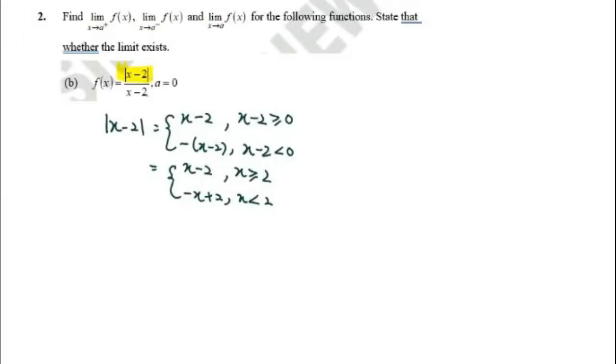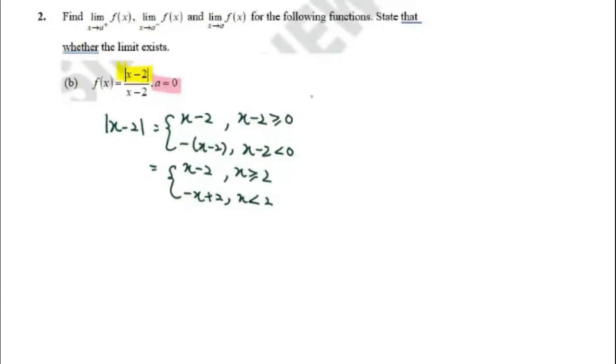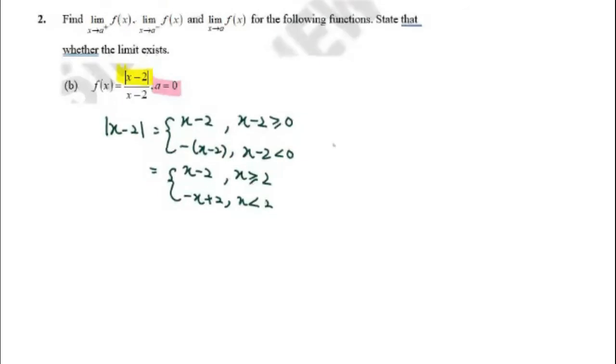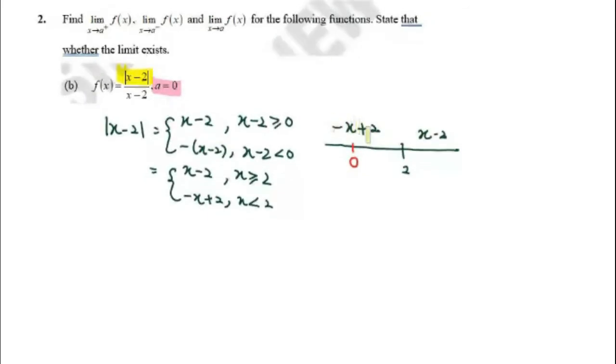So notice that the point that we want to approach here is 0. So when we have a piecewise function, we can draw our interval correctly. Where x is more than 2, we are using the function x minus 2. Where it is less than 2, we are using the function negative x plus 2. Since my limit approaches x to the value of 0, 0 is on the left hand side, which means we are using this function.